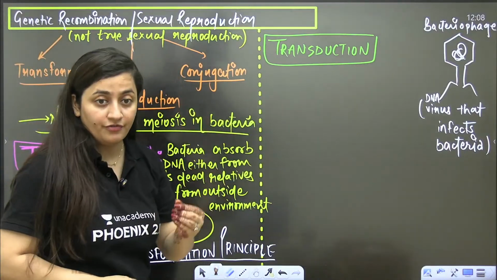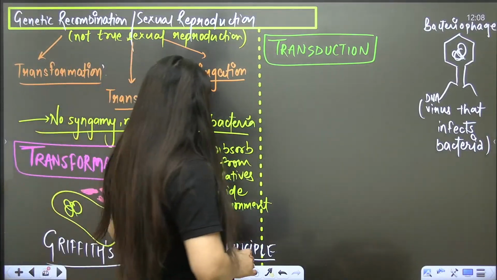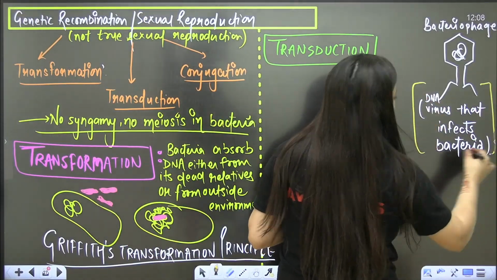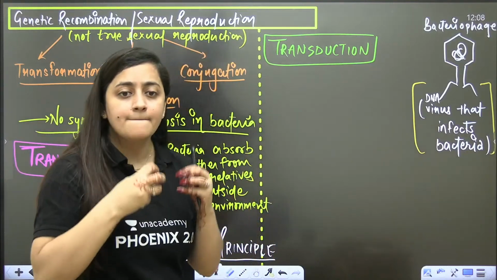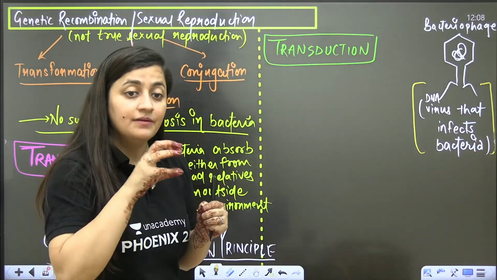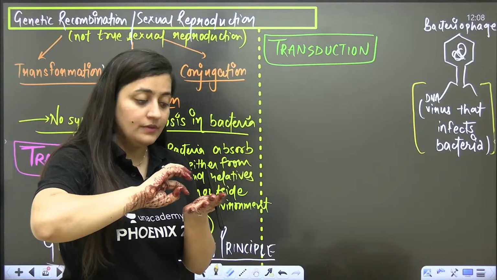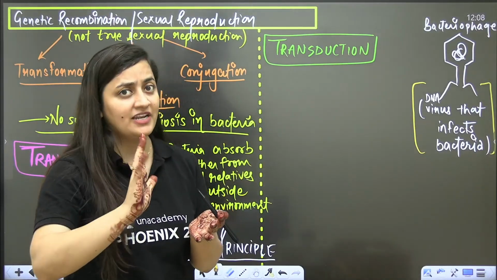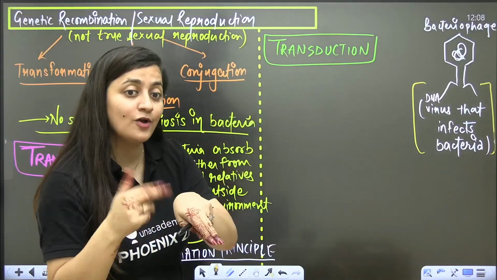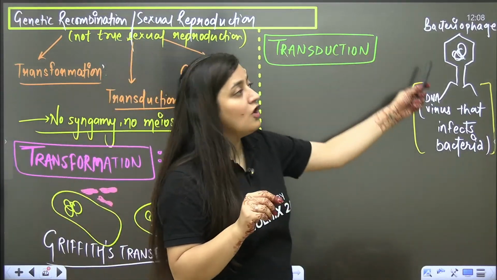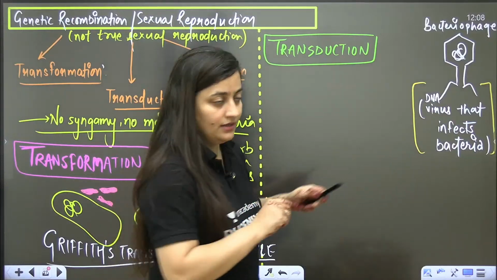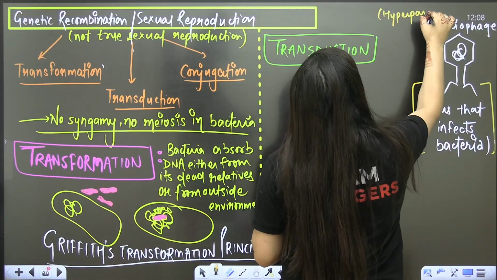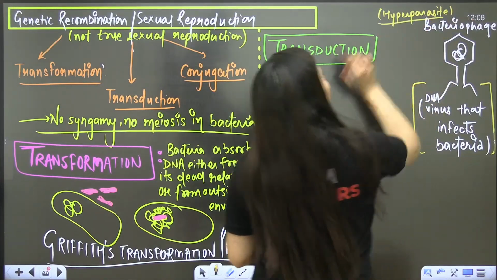That is a bacteriophage. So it's a virus on a bacteria. It's a virus that is eating a bacteria. It's a virus that is parasitic on a bacteria. Bacteria is itself parasitic, and now a virus is parasitic on a parasite. So we will also call it a hyperparasite.